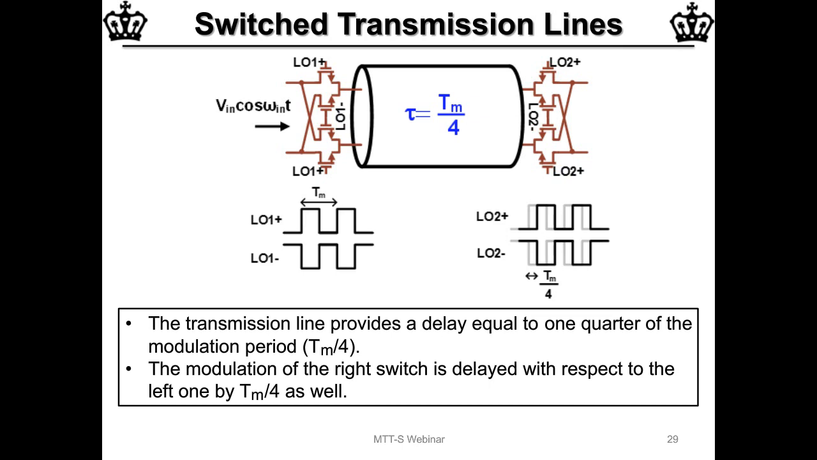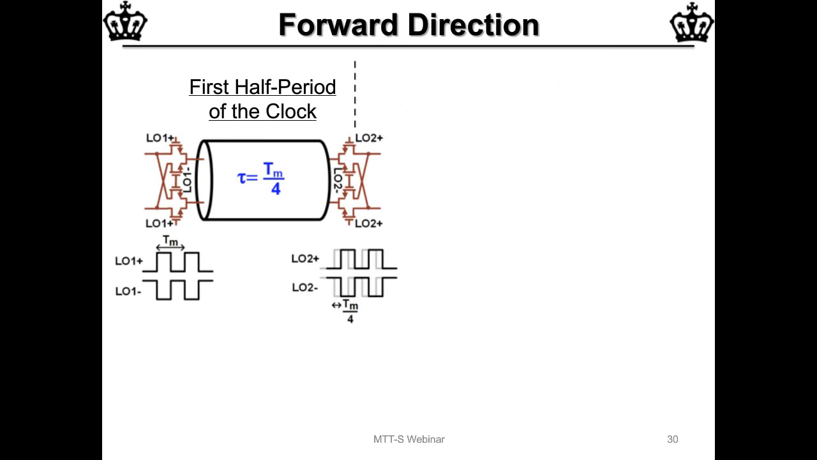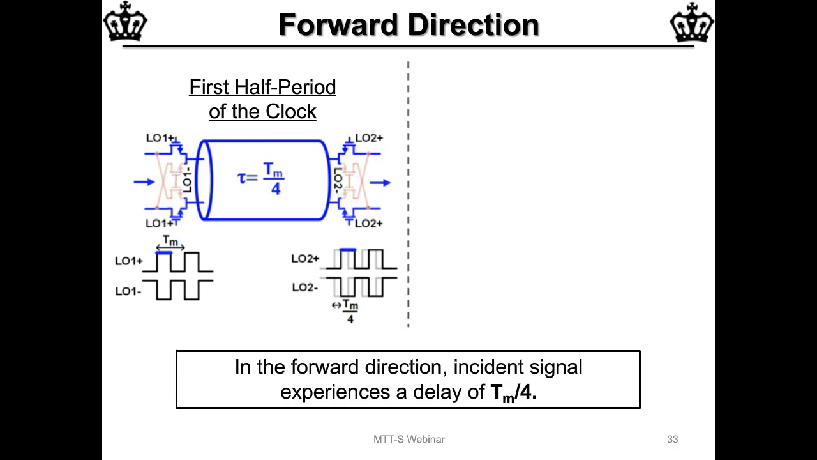So let's see how the circuit works. In the first half of the clock, if we're looking from left to right, the signal will enter the line. It'll pass through the delay. Then when it gets to the other end, because there's a 90 degree phase shift in the clock, the straight switches are on again, so it just exits the line.